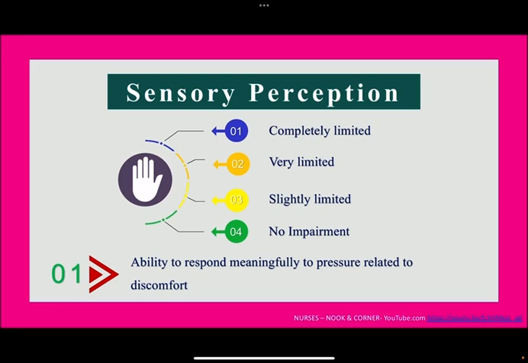Meaning that if the patient cannot feel any pain or discomfort and is completely limited, you grade him number 1. If the patient has no impairment in sensation, you grade him number 4. Half of the body he can feel the pain, you grade him number 2. And if the patient has slight impairment in one part in the sensation, you can grade him number 3, and no impairments you grade him number 4.